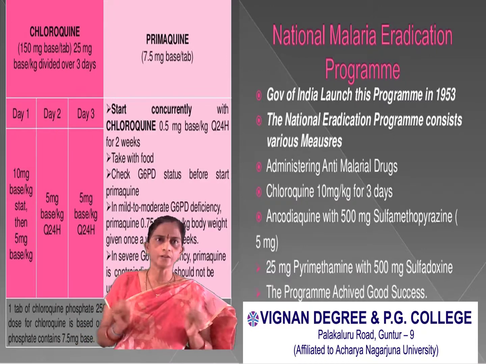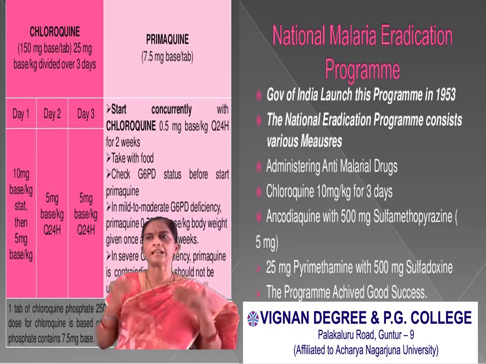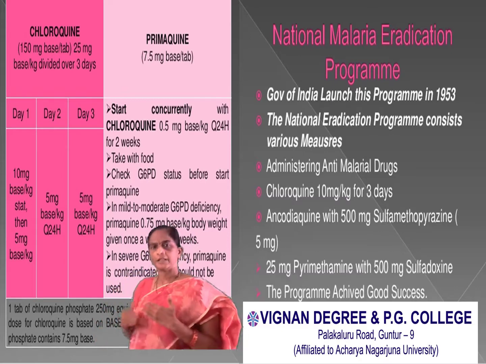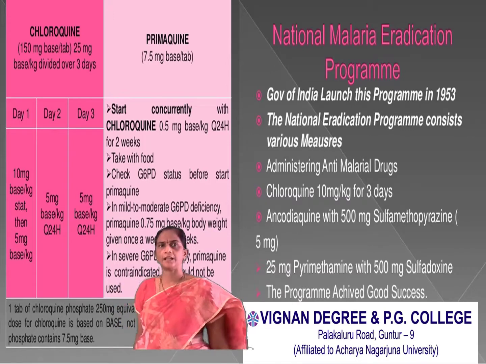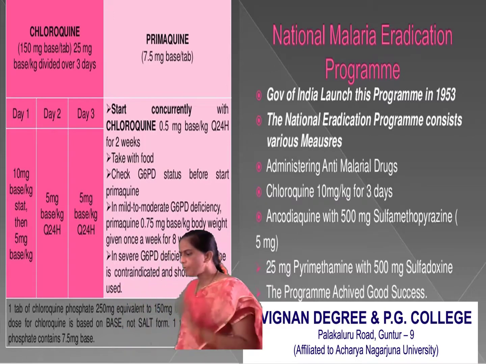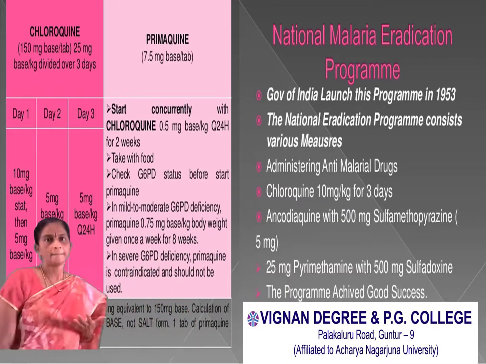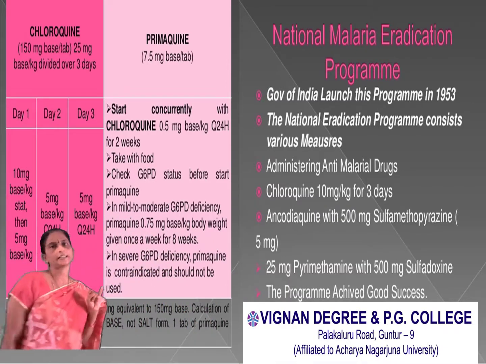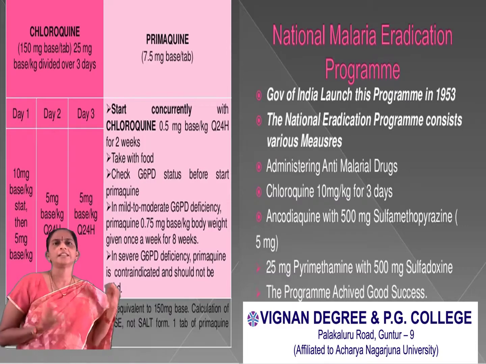Anyhow, we have to give chloroquine combination drugs for the treatment of malaria. Malaria can be treated by using chloroquines. Next, coming to malaria management: how we can manage and prevent the disease. This disease can be prevented by early detection. If you detect malaria in the early stages, we can treat the person very easily.